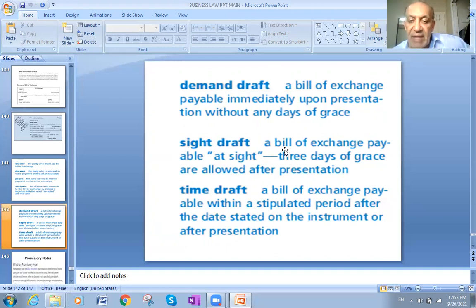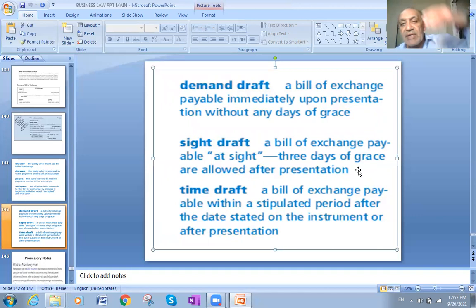Sight draft: a bill of exchange payable at sight. Three days of grace are allowed after presentation. So you can cash it within three days when you present it.